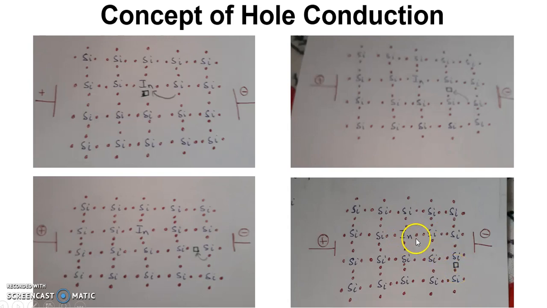So the hole is moving towards the negative of the battery and it is associated with a positive charge, but in fact the electron is moving from here to here to here, like this. From here to here, from here to here, and from here to here, like this the electron has moved. So hole conduction is the movement of electrons in the valence band by jumping into the neighboring holes. This type of conduction takes place in p-type semiconductors.